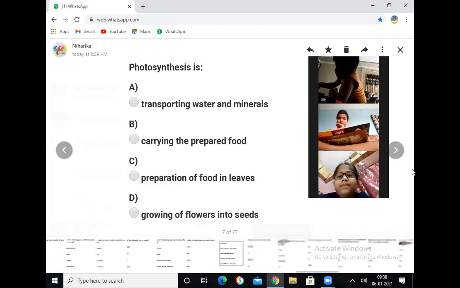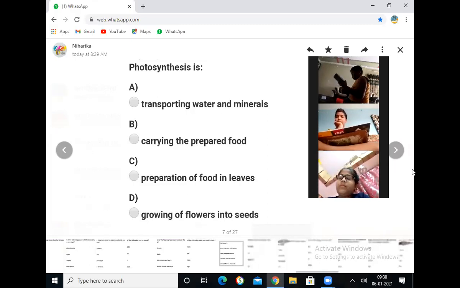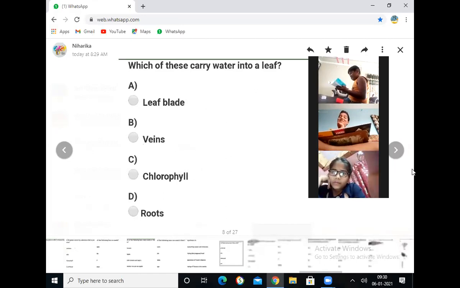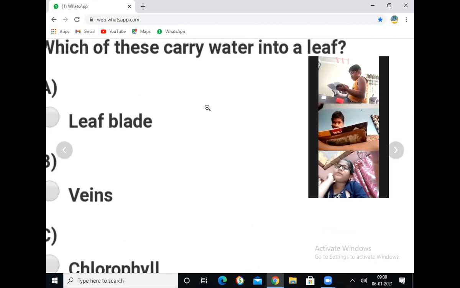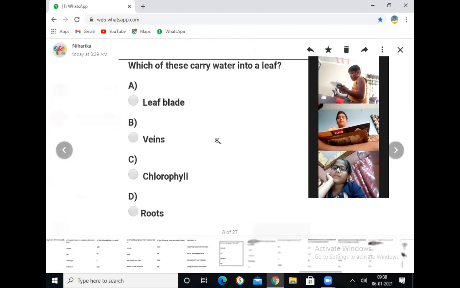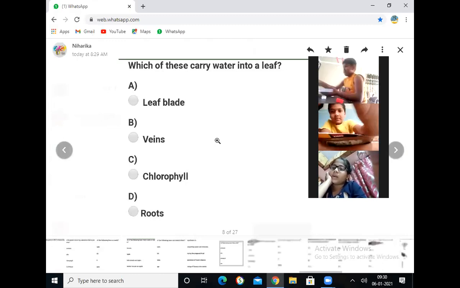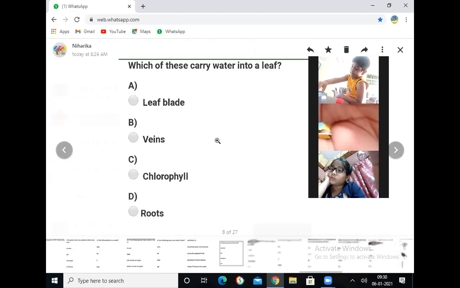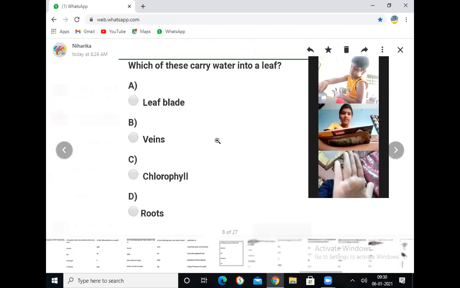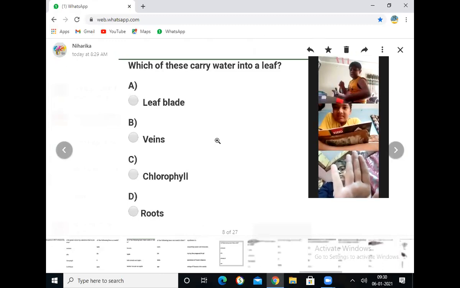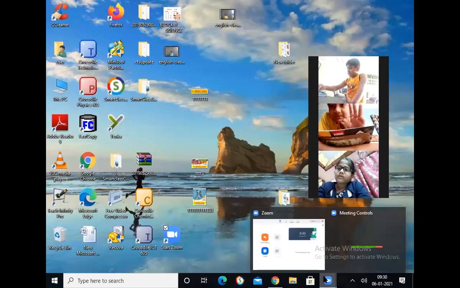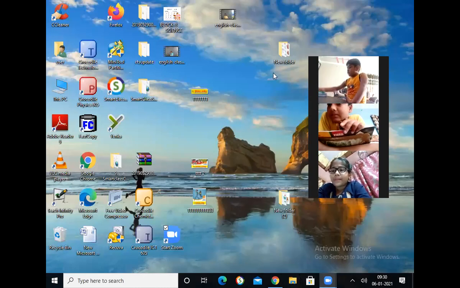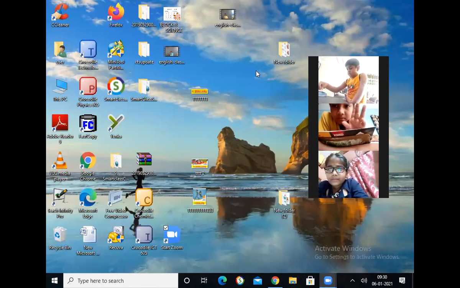Next question: which of these carry water into a leaf? Leaf blade, veins, chlorophyll, and roots. This is from block 1. Which of these carry water into a leaf? Ma'am, roots. Roots.